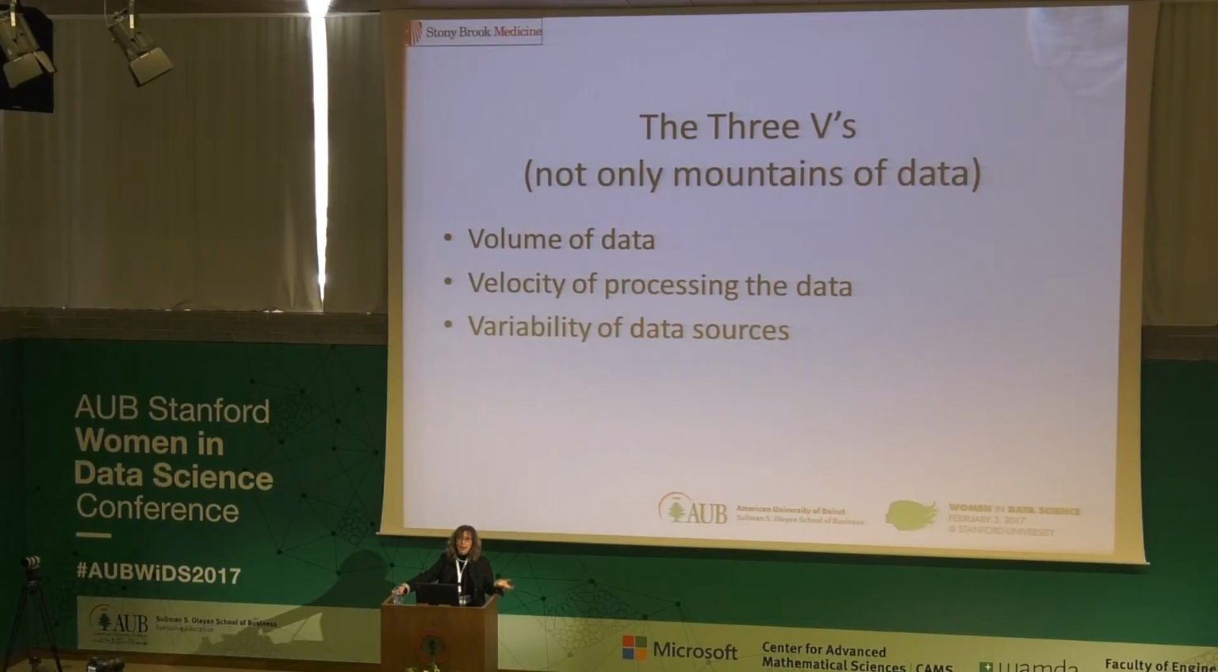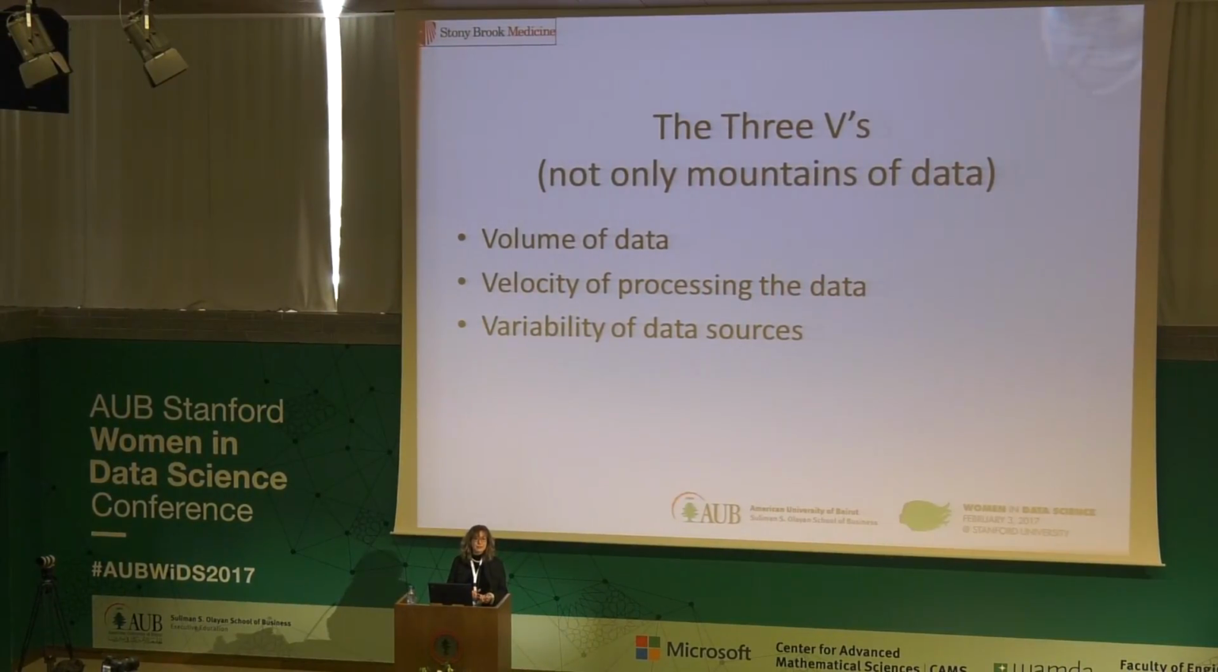So the 3 things that I'm sure many people who work with big data know are the 3 V's. Not only do we have mountains of data, which refers to the volume of data, but also we have the velocity of processing the data, and that's a crucial thing. So you have these mountains of data, but how fast can you learn these data, process these data, and use these data? And also a very crucial thing, particularly in the life sciences, and difficult to wrap your head around, is the variability of data sources. And I'll give you some examples that apply to the life sciences.